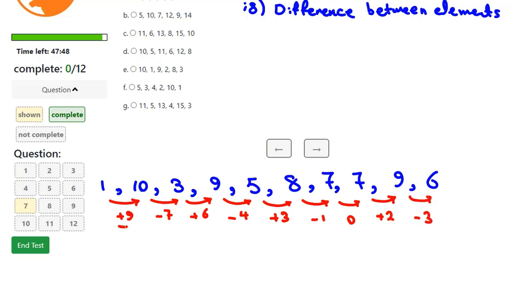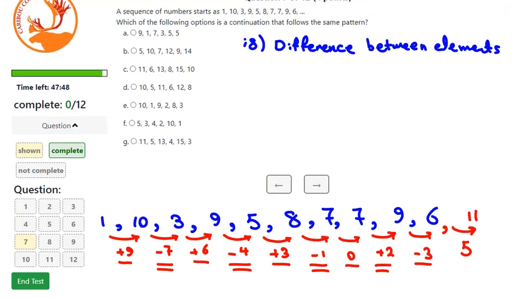So as you can see, the alternate differences are 9, 6, 3, 0. These numbers decrease by 3, negative 3. And these numbers: negative 7, plus 3, negative 4, plus 3, negative 1, plus 3, plus 2, and here, because plus 3, it will be 5, so it will be 11. So the first element is 11.